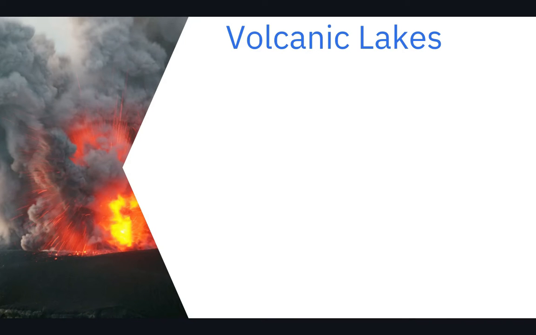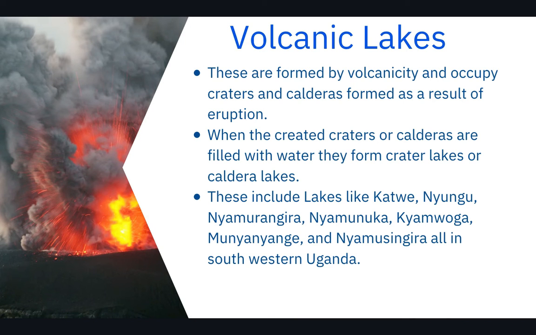Under volcanic lakes, our interest is looking at and understanding the process of volcanicity and how it occurs. As we looked at volcanicity earlier, volcanic lakes are formed by volcanicity and occupy craters and calderas formed as a result of eruption. So when we see this explosion taking over and toppling off the top, it leaves a depression there, which is later filled by water to form such lakes. That depression is closed up by the magma which failed to reach the earth's surface.